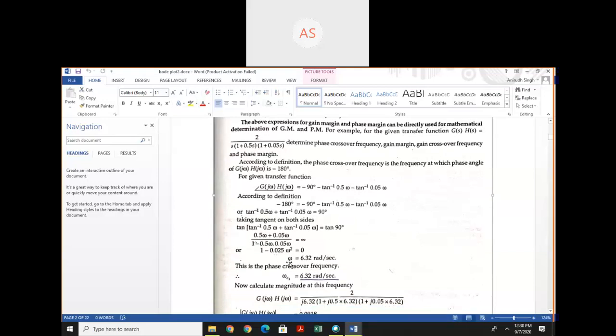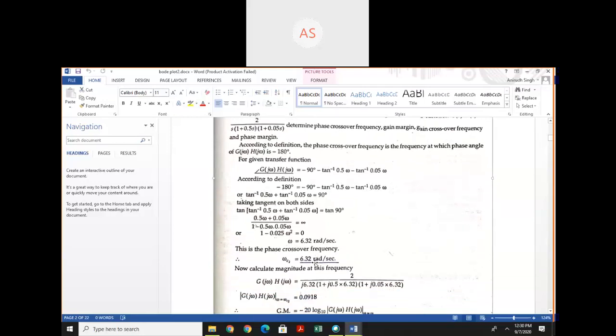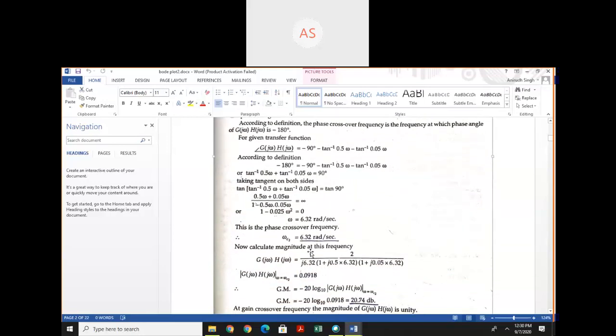Then if we substitute the value of the phase crossover frequency in this expression and calculate the magnitude, it is the square root of imaginary part squared plus real part squared. So the magnitude of G(jω)H(jω) is 0.0918.